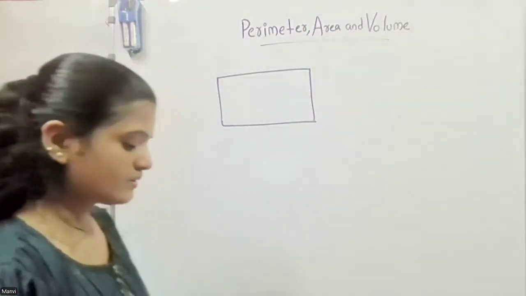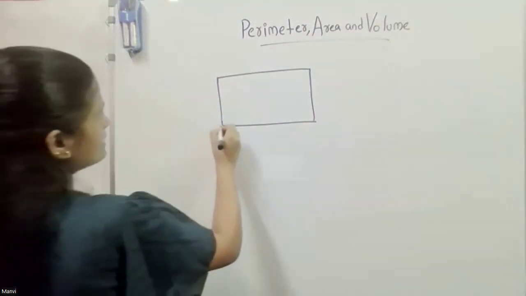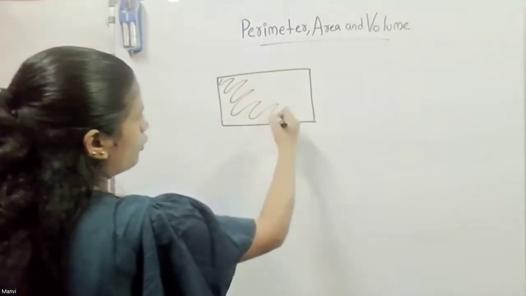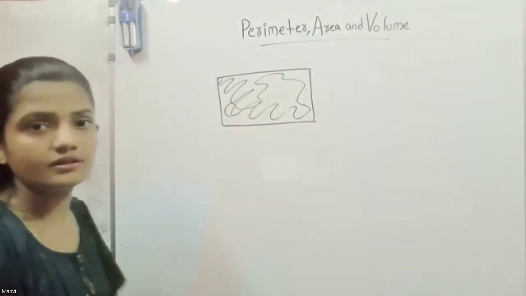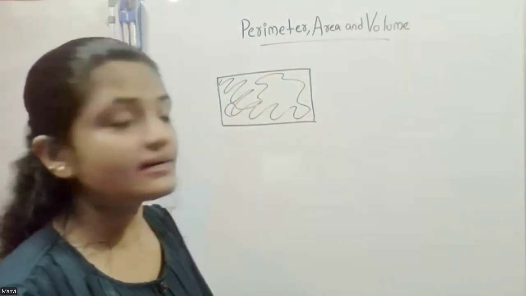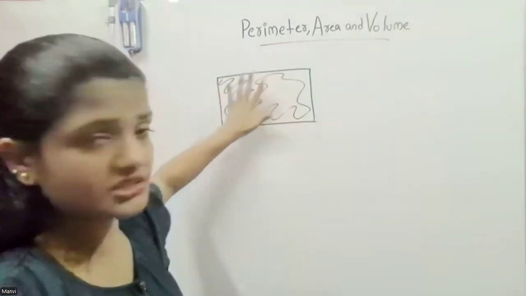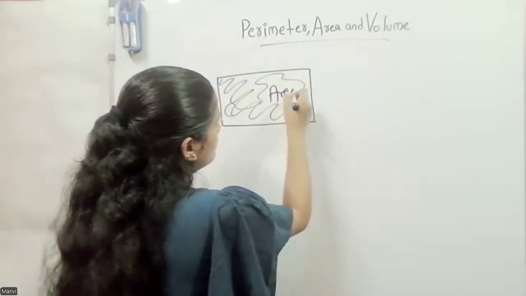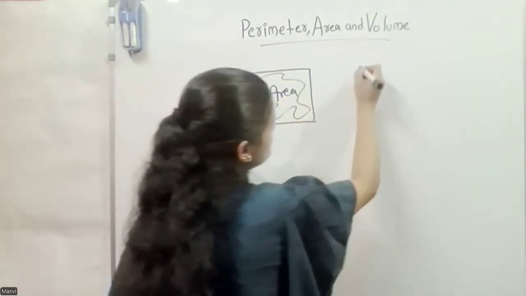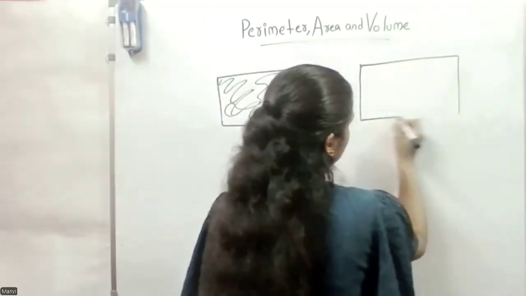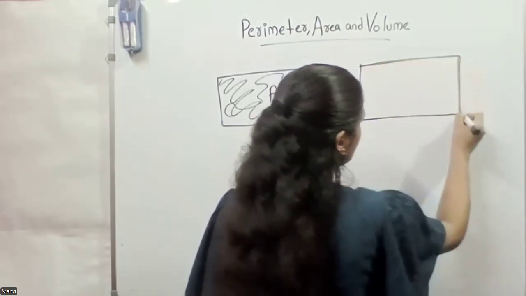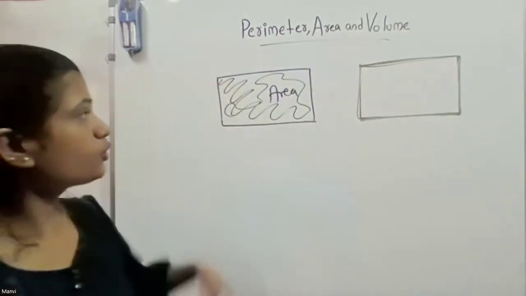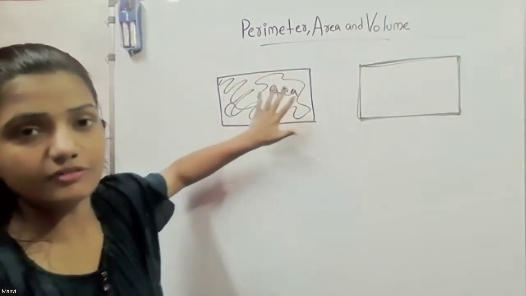For this, we don't measure around the shape because we need to put grass in the whole garden, right? So whenever we need to measure this whole surface, what is it? This is actually area. Perimeter is just the boundary length. But area means the total surface, how much they cover.